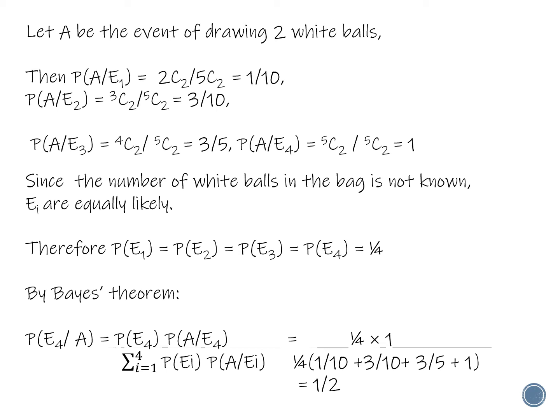By Bayes theorem, we have probability of E4 given A. Note that E4 is the event that the bag contains 5 white balls. Here the question asked is to find the probability that all the balls are white. So, by Bayes theorem, probability of E4 given A equals probability of E4 into probability of A given E4, divided by summation i runs from 1 to 4 of P of Ei into probability of A given Ei. When we substitute the values, we get the answer as 1 by 2.